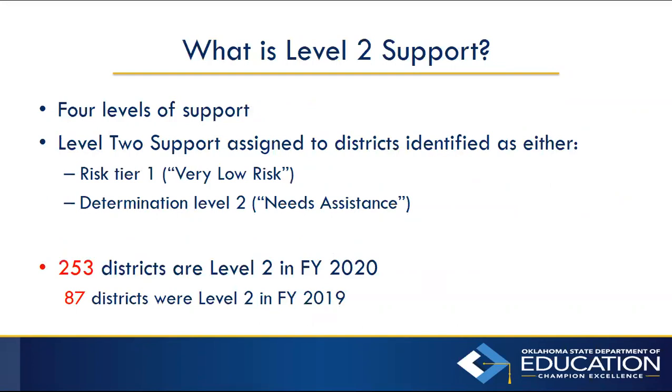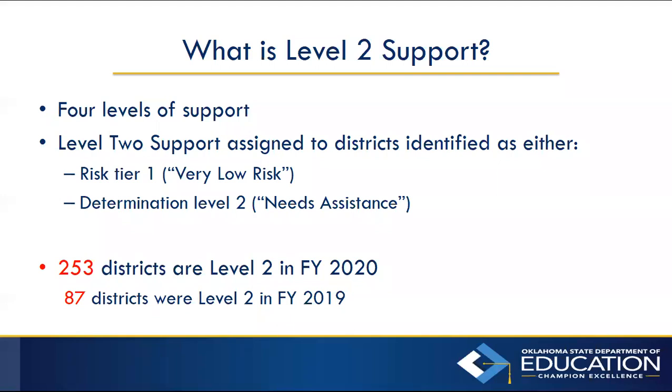Let's talk about the levels of support. We're going to start with level 2. There are 4 levels of support, but level 2 is where we're starting today. You've been identified either as a low risk, or your determination is needs assistance. If your determination was needs assistance, then that's where you fall as a level 2 for your DMR. It just means that you're going to need a little bit of assistance to help improve, so hopefully we don't move on to a level 3 or 4.